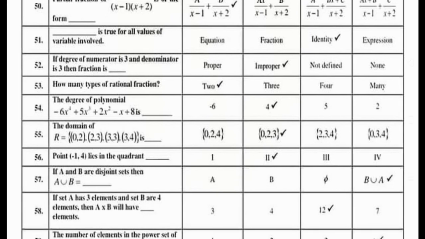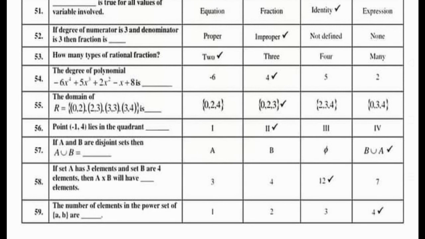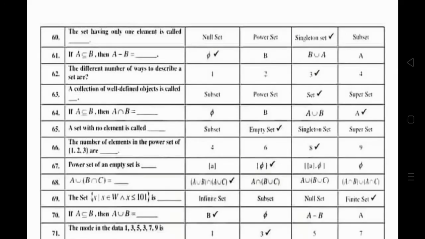Point (minus 1, 4) lies in quadrant 2. If A and B are disjoint sets, then A union B is equal to B union A. If A has 3 elements and set B has 4 elements, then A cross B will have 12 elements. The number of elements in the power set of A and B is 4. The set having only one element is called the singleton set. If A is B, then A minus B is the empty set. The number of ways to describe a set is 3.